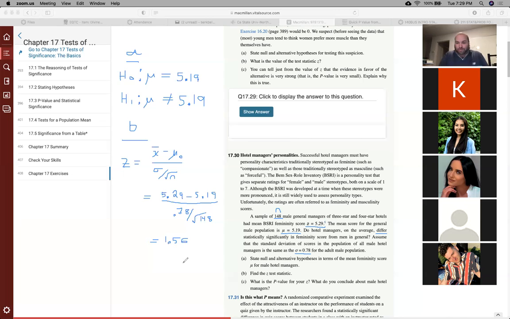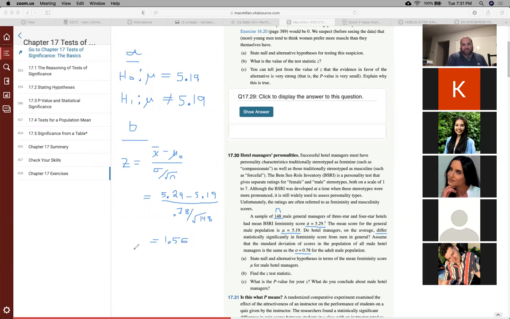So I get 1.56 as my test statistic. Yes, pastrami. What's wrong with pastrami? Pastrami is good. Well, you got good taste.